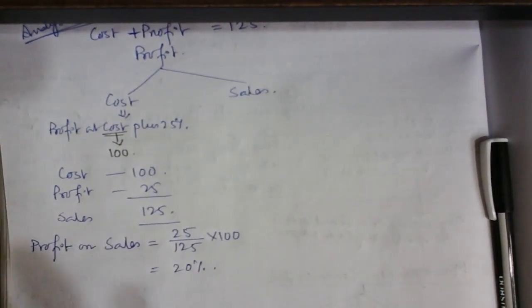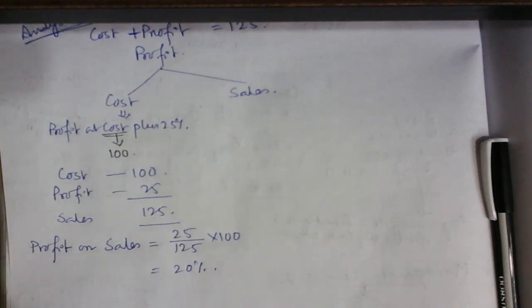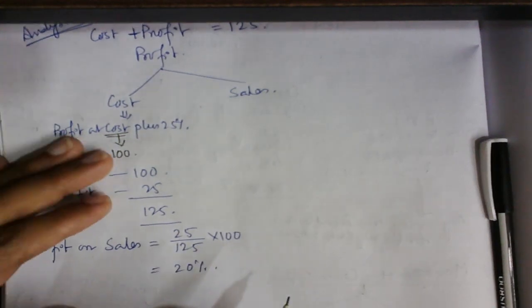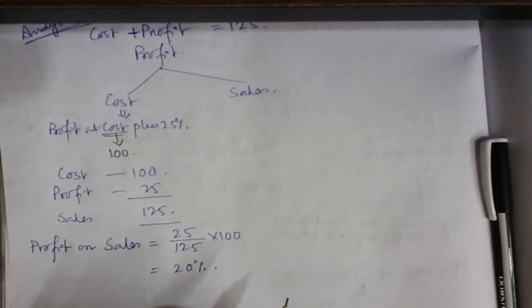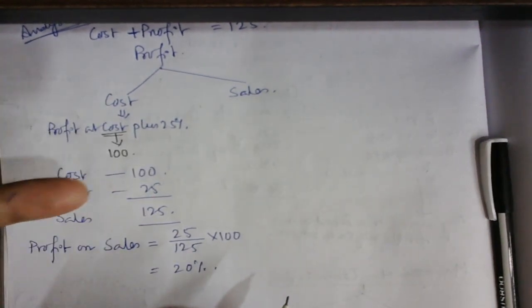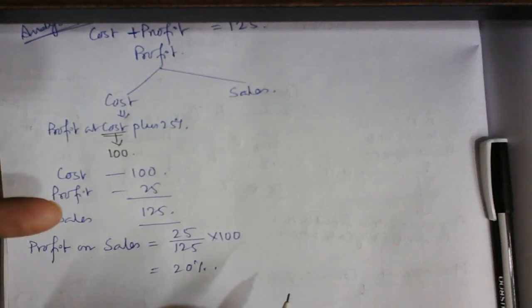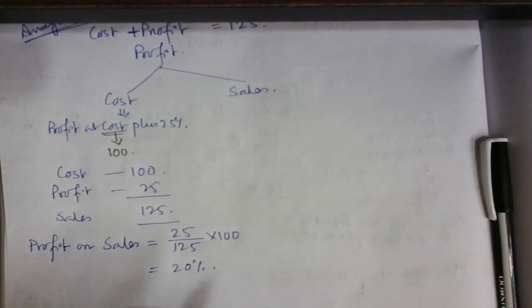So I can easily calculate the profit on sales and profit on cost based on a single parameter if it is given. If they give me either profit on cost or profit on sales, I can easily calculate the opposite. If profit on sales is given, profit on cost can be calculated. If profit on cost is given, profit on sales can be calculated.